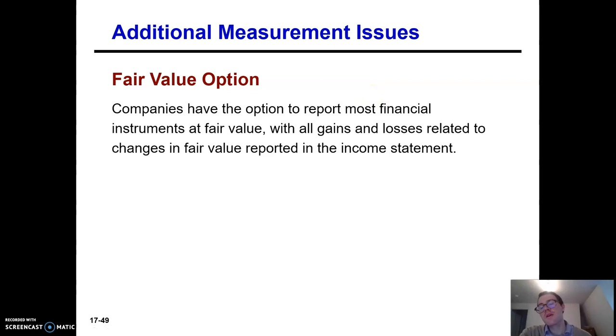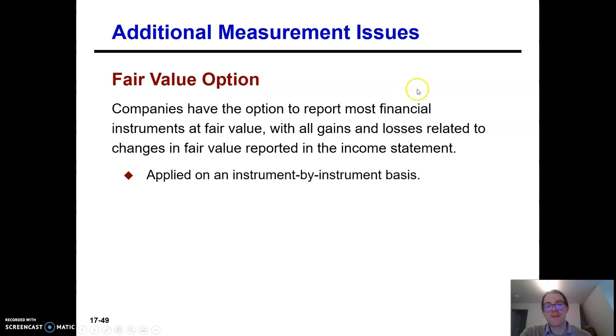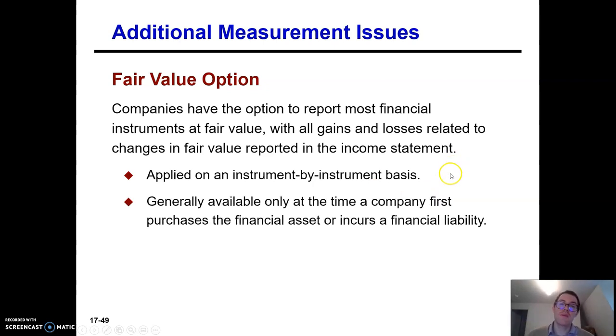You can say, I'm going to elect to use the fair value option, and I will record changes in fair value for this asset. It's applied on a financial instrument by instrument basis, so you can do it for one security but not another. It's up to you, but you can't do it one year and not the other year. So you can only use the option when you first buy the financial asset, or you can use it on liabilities too, but you can only do it when you first incur that liability. Does that make sense? That should make sense. You got to declare it right then.